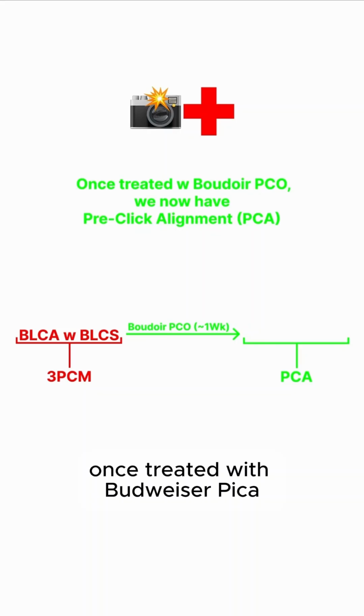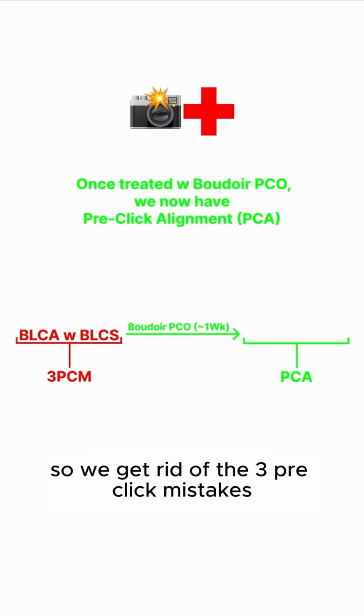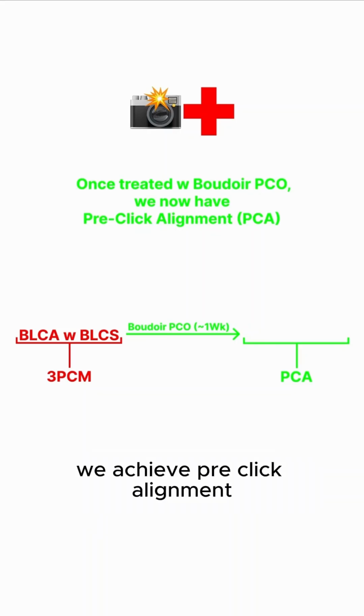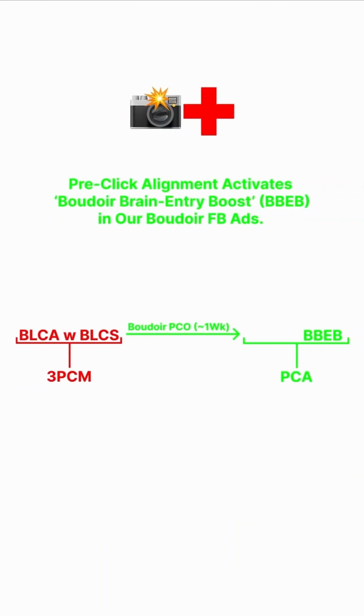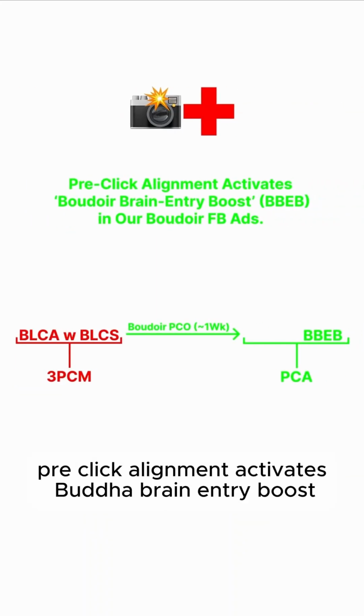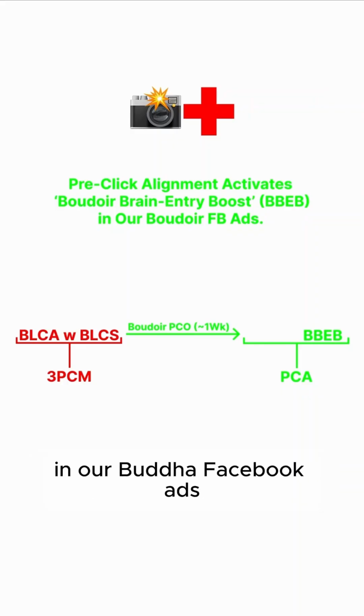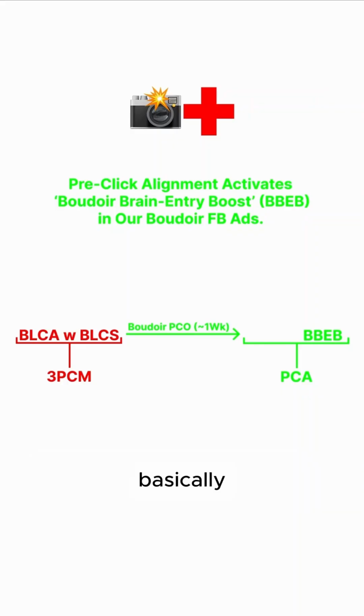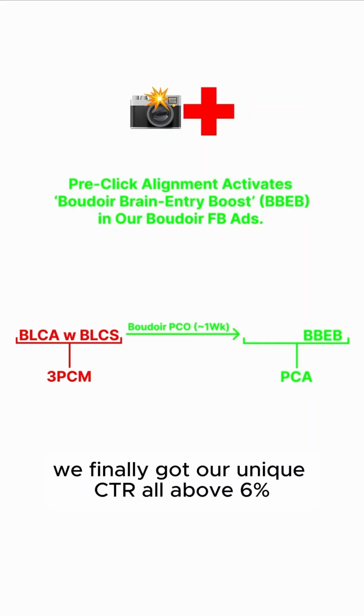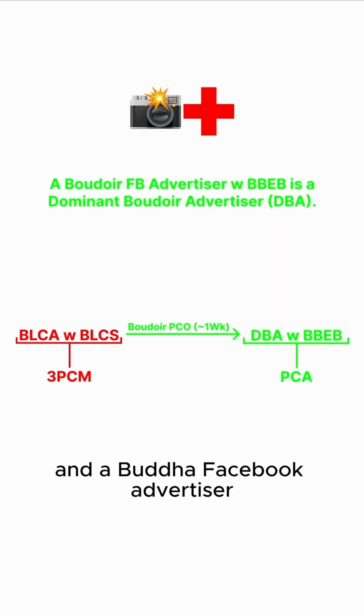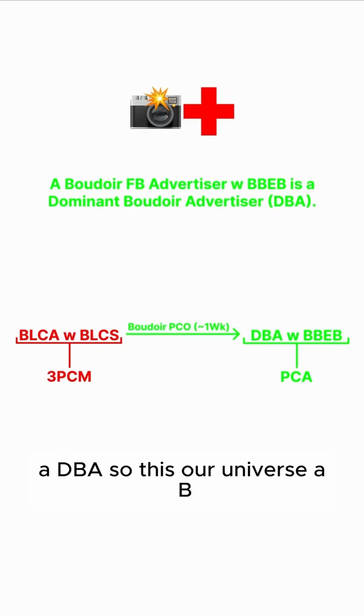Now, once treated with Boudoir Pico, we now have pre-click alignment. So we get rid of the 3 pre-click mistakes. We achieve pre-click alignment. Pre-click alignment activates Boudoir brain entry boost in our Boudoir Facebook ads. Basically, we finally got our unique CTR above 6%. And a Boudoir Facebook advertiser with Boudoir brain entry boost is a dominant Boudoir advertiser, a DBA.